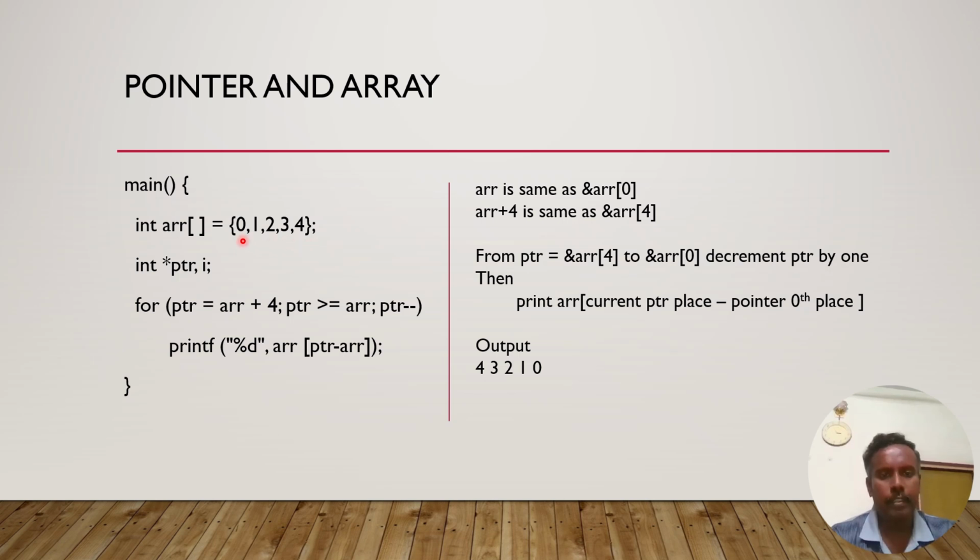Pointer minus minus. Now what we are printing is pointer minus array. That means address minus address is equal to a number. What number will it come? It will come 4, 3, 2, 1, 0. It will take a little time to grasp it, so just take time to grasp it. So what we are trying to explain is this concept.